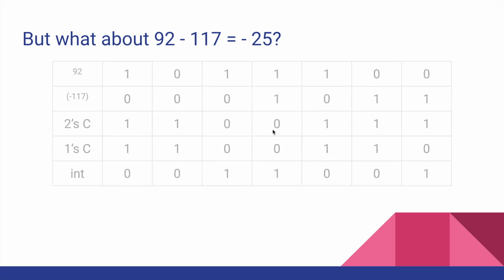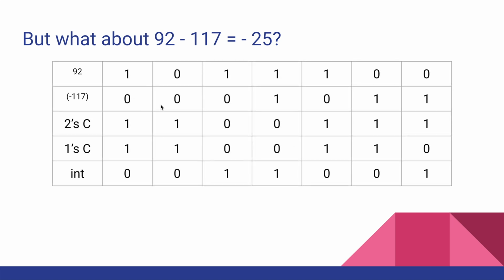Here's the calculation. 92 minus 117 gives me an answer in 2's complement of 1100111. Turn that into a 1's complement. Subtract the 1, which is now 1100110. My integer value, my number, is therefore 11001, which is 25, which means 92 minus 117 equals minus 25. Now there are no examples to go with this because the next video is going to start looking at division, where we'll actually start to use this process.